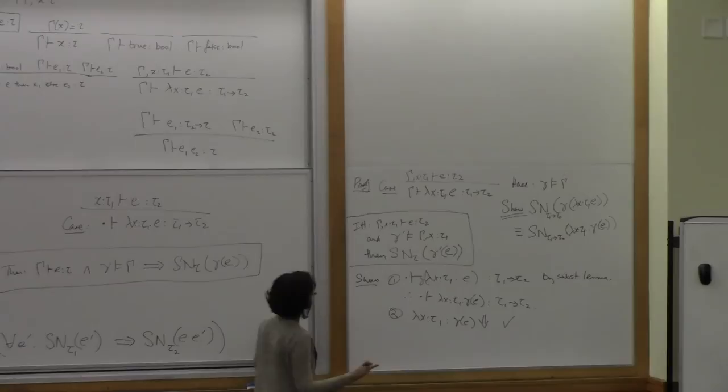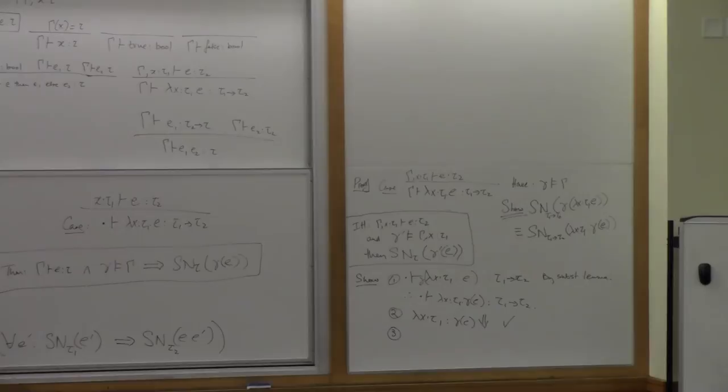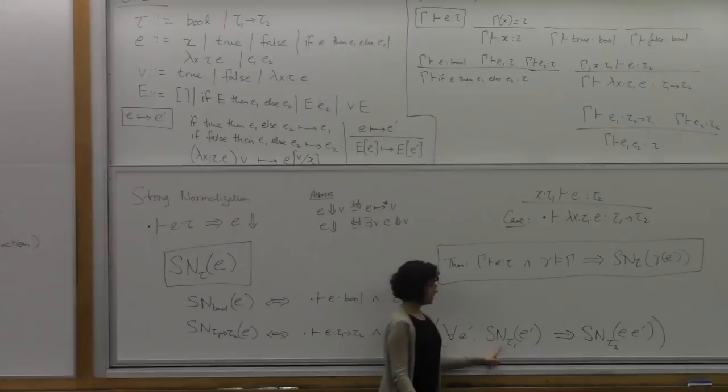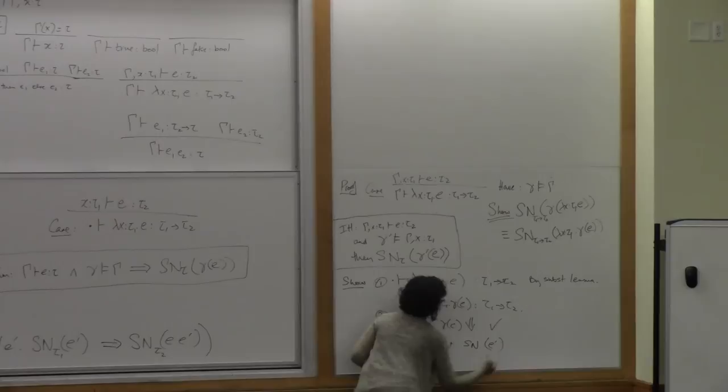All right, so number three, the third property that we have to prove. This is the really interesting one, right? We have to prove this in order to show that the lambda belongs to the set Sn at the appropriate type. So how are we going to do that? Well, let's start by supposing that we have some argument, E prime, that has a strong normalization property. So suppose we have E prime such that E prime is strongly normalizing at the argument type tau 1.